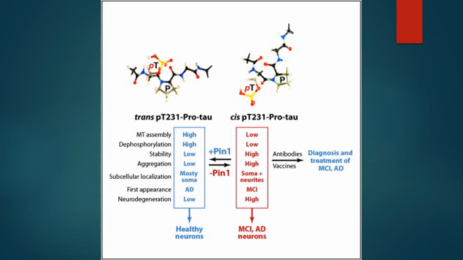As you can see, the cis version of the protein makes most of these variables act in the opposite way. This cis version has been linked to Alzheimer's disease and mild cognitive impairment. However, both of these isoforms are currently being used for the production of antibodies and vaccines in order to treat Alzheimer's disease as well as mild cognitive impairment.